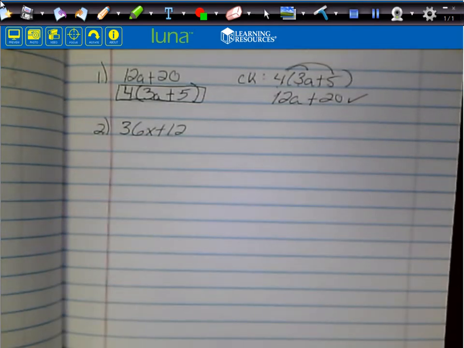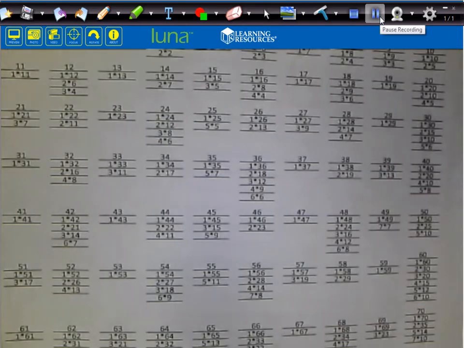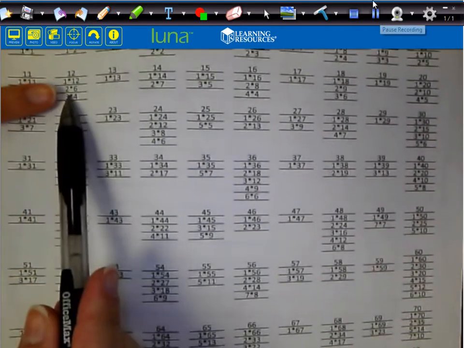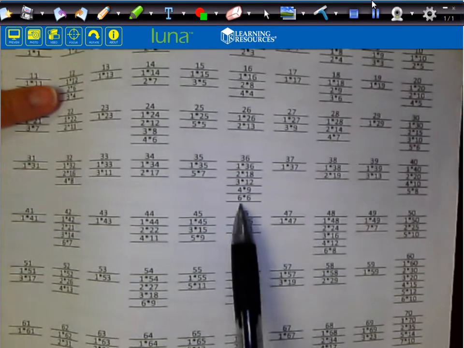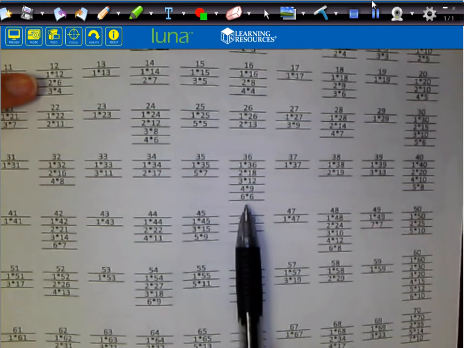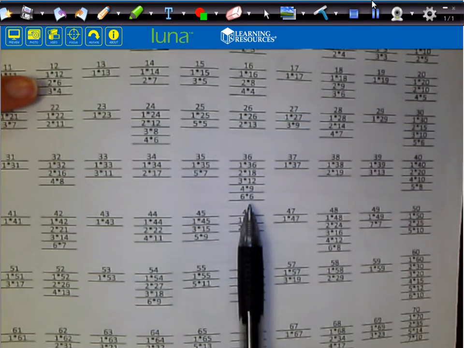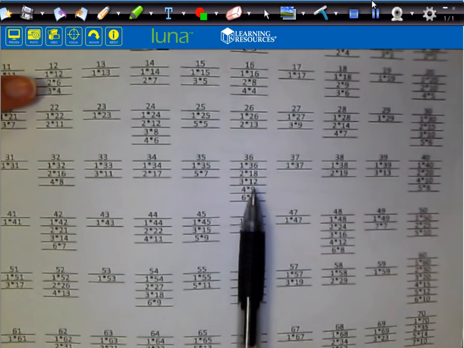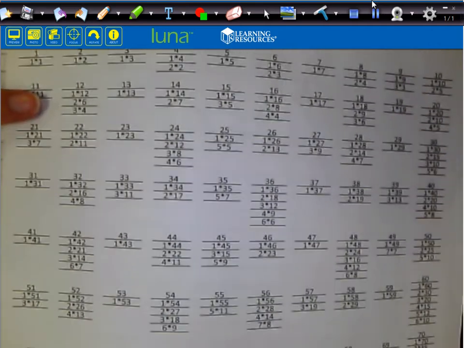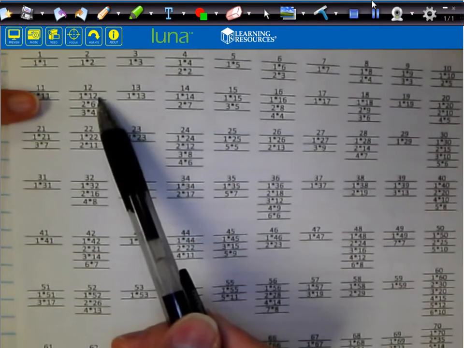So again, I'm going to go back to that factor sheet. I'm going to look at 12, which is right here, and I'm going to look at 36, which is right here. So again, they have quite a bit of stuff in common. They have a 1, a 2, a 3, a 4, and a 6 in common. They also have a 12 in common. So you can see they have a 12 on the 36, whoops, and there's a 12 on the 12.